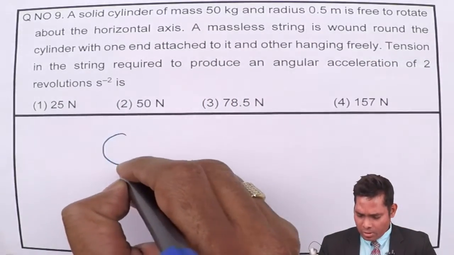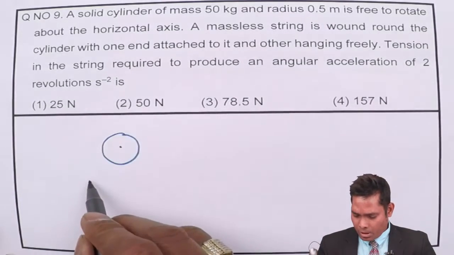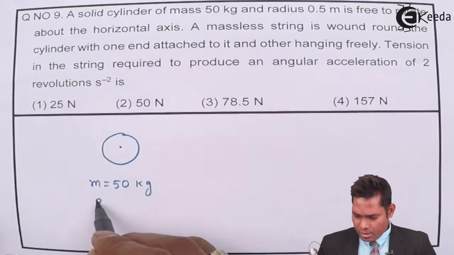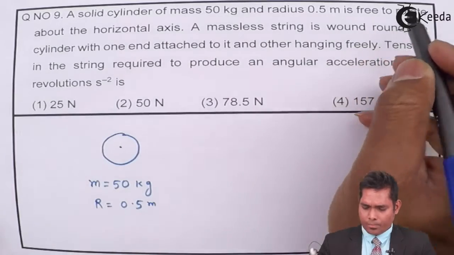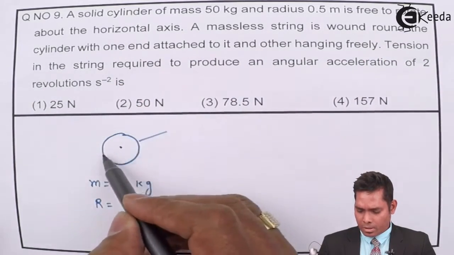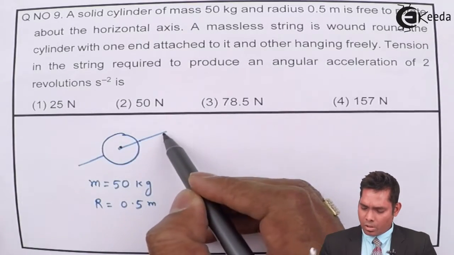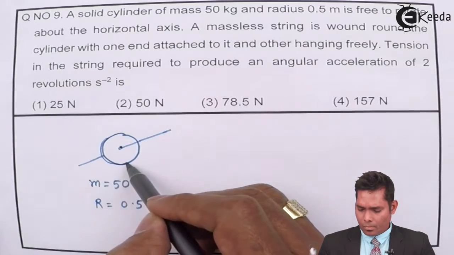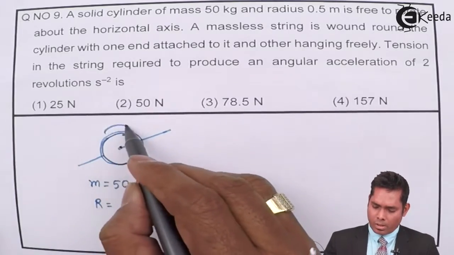So there is a cylinder, and the mass is 50, radius is 0.5. It's free to rotate about a horizontal axis. Suppose this is the axis. This is the horizontal axis about which this cylinder will rotate. Okay, like that.